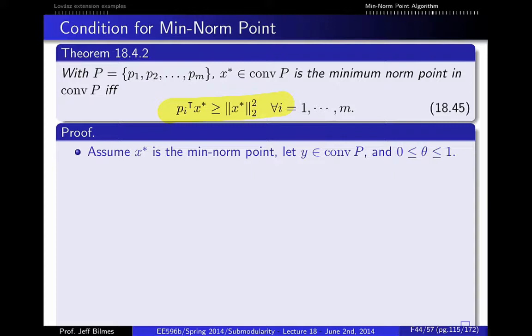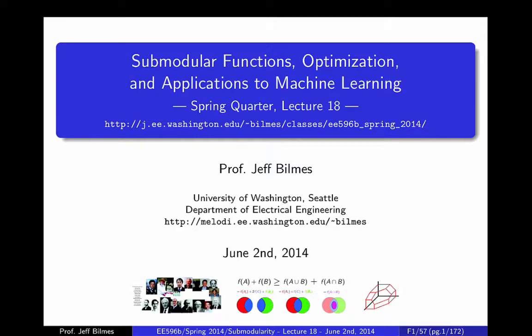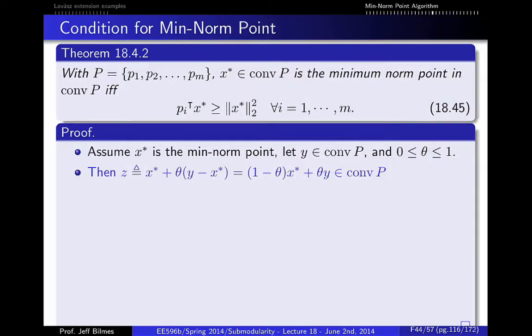So the way we should do that is let's start by assuming that x star is the minimum norm point, and let's say that y is any other point inside of the polytope, and define z. Oops, that's not what we want to do. I'm so glad I discovered the back button on this thing.